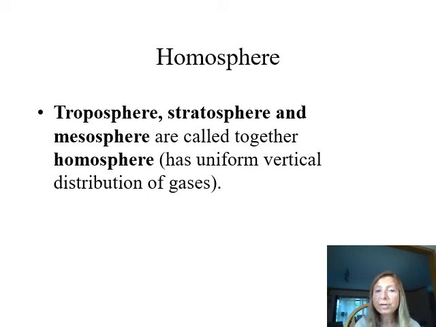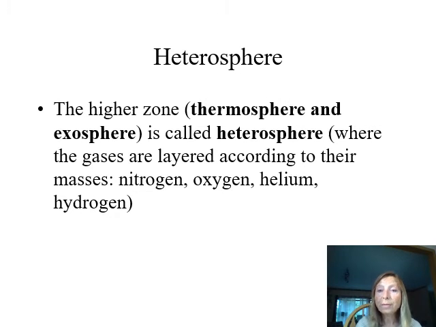The first three layers, the troposphere, the stratosphere, and the mesosphere, are called altogether the homosphere. They're called the homosphere because they are relatively homogeneous. They have a uniform vertical distribution of gases. The outer zone of the atmosphere, the thermosphere and exosphere, is called the heterosphere or heterogeneous zone. The heterosphere is the layer where the gases are layered according to their masses. They are not mixed, but rather form very clearly defined layers: the layer of nitrogen, followed by the layer of oxygen, followed by the layer of helium, followed by the layer of hydrogen.